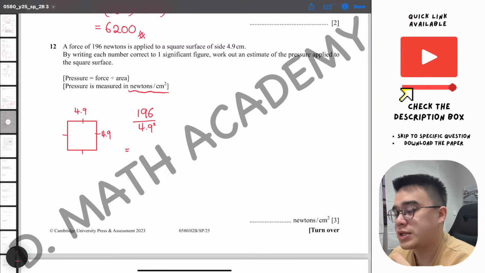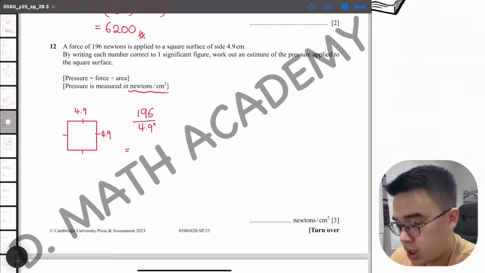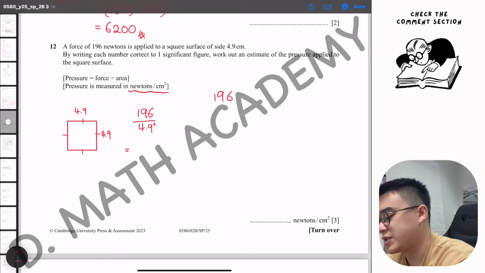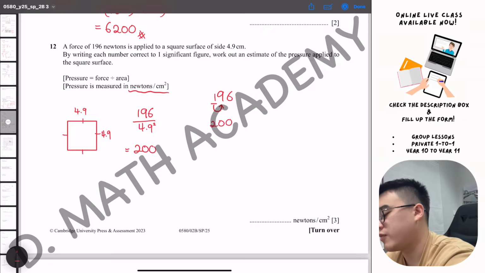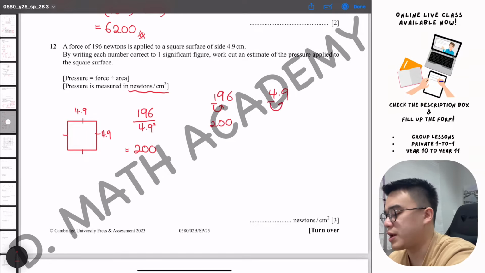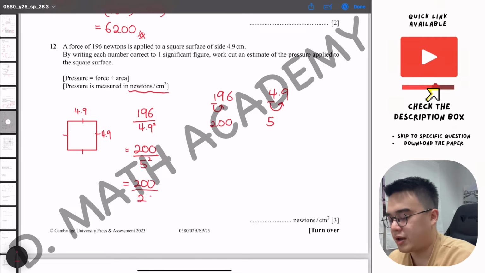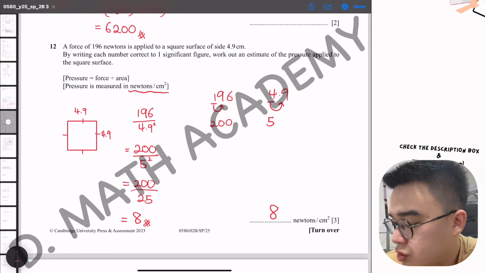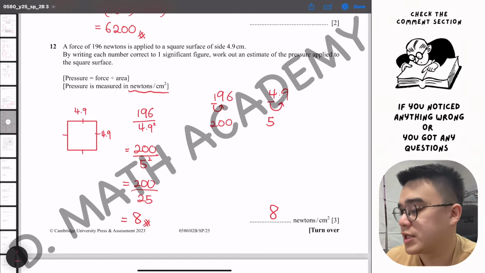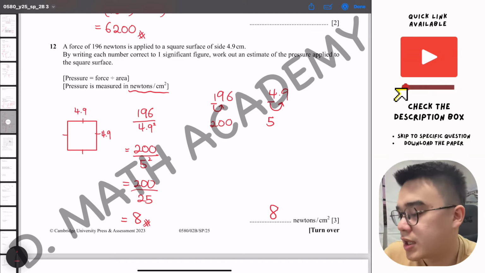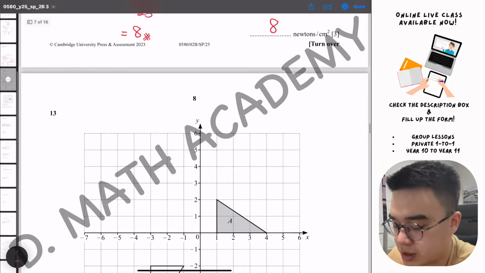And before I continue, they said to write each number to one significant figure first, then estimate the pressure applied. So 196, the first significant figure is here. When you point towards the back, it's going to round up, becoming 200. And for 4.9, the first significant figure here, pointing towards the back, is going to round up as well. So based on this calculation, 200 will be divided by 25. So the final answer is just 8. Do not go and calculate the whole thing, and always pay attention to the second phrase of the question. They said it was corrected to one significant figure first before you perform the calculation. So take note of that, then you won't waste your time over this question.